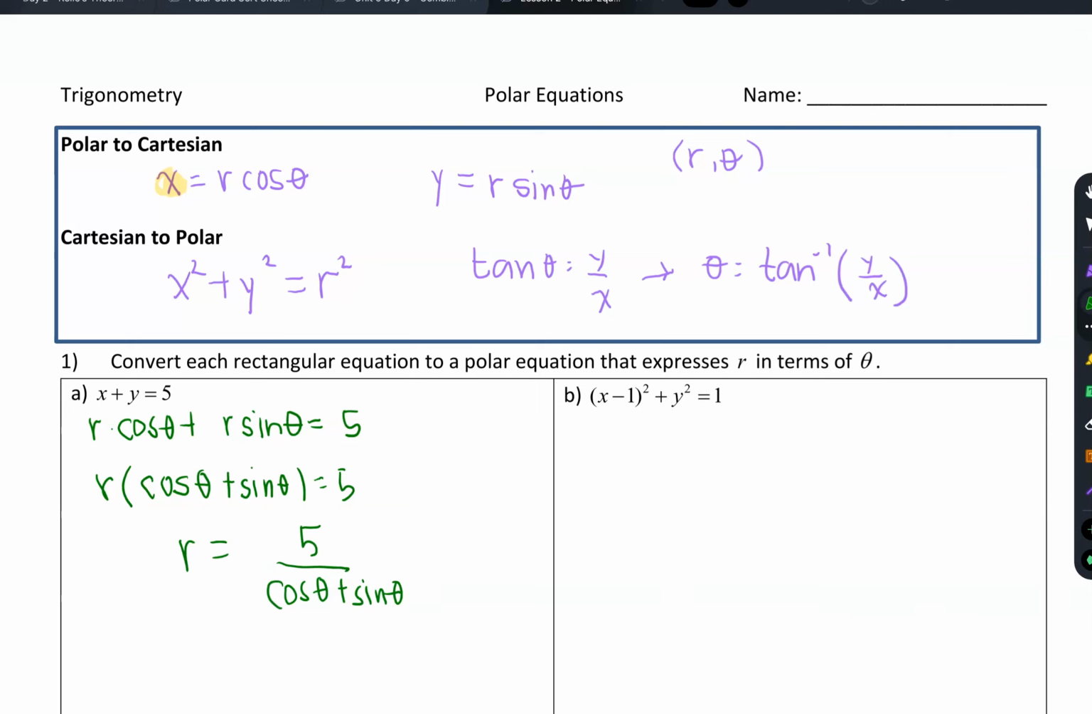Okay. All right, so what about b? Try b for a second. I want to change this rectangular, so Cartesian, to a polar. Well, I've got some squares, so maybe put it in terms of x squared plus y squared is going to be equal to r squared. But to be able to do that, I need to multiply out x minus 1, all of that squared. So let's do that first. That'll be x squared minus 2x plus 1.